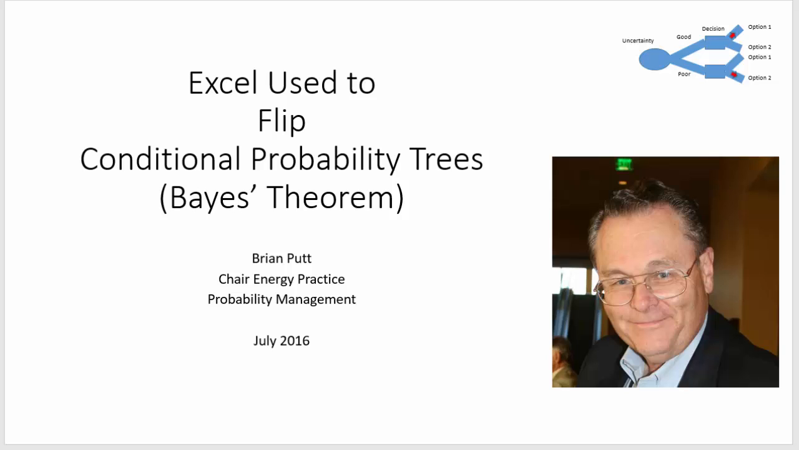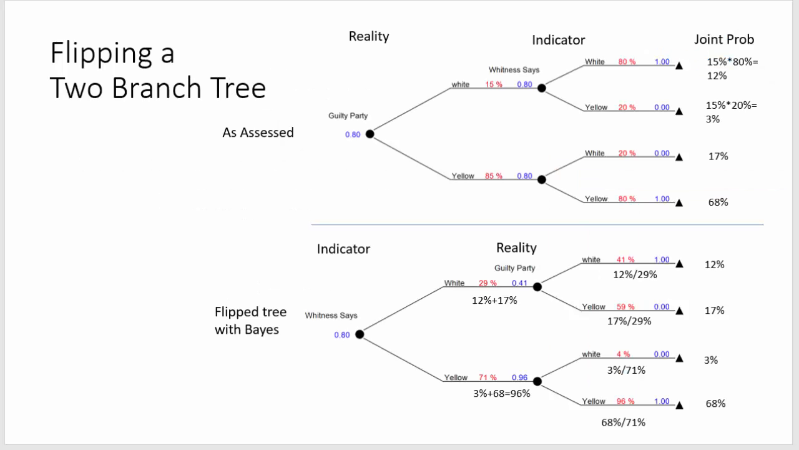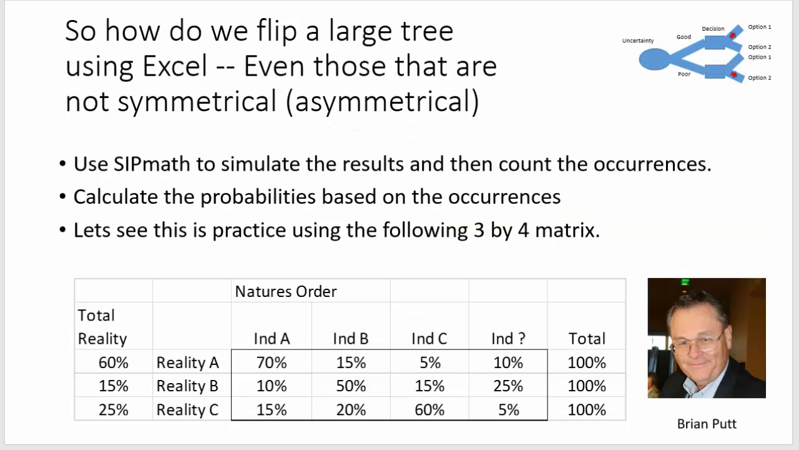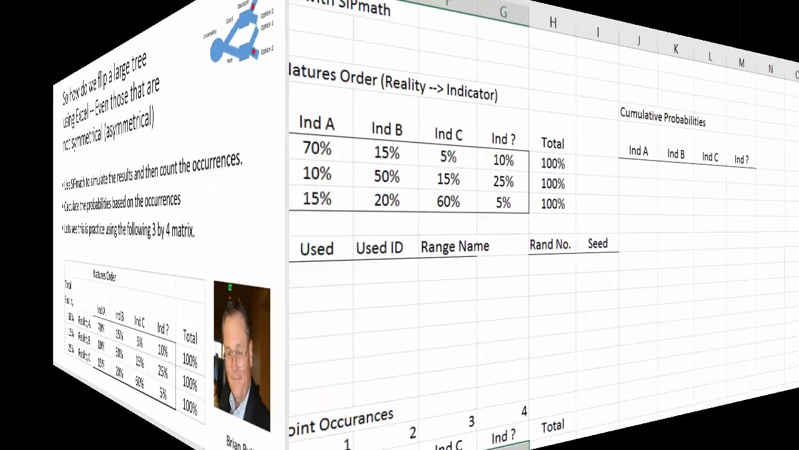This is Brian Putt. This is part 2 of a video that's talking about using Excel to flip conditional probability trees. In the last video, we showed how to take this 2x2 conditional probability matrix and flip it down here manually. Now what we want to do is to take this larger matrix that's asymmetrical and convert that using Excel. So let's flip over to our model and see how to do that.